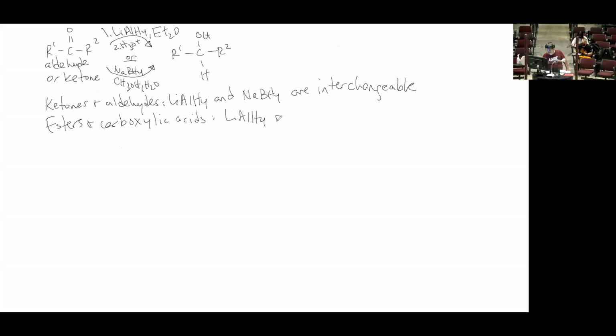And it's good to have reagents that are interchangeable, by the way. Because what if you're in the lab in industry somewhere and you try one of them and it doesn't work for some reason? Then you have another option. However, for esters and carboxylic acids, now they are not interchangeable any longer. Carboxylic acids. And what we find here is LAH reacts with these functional groups, but sodium borohydride does not.